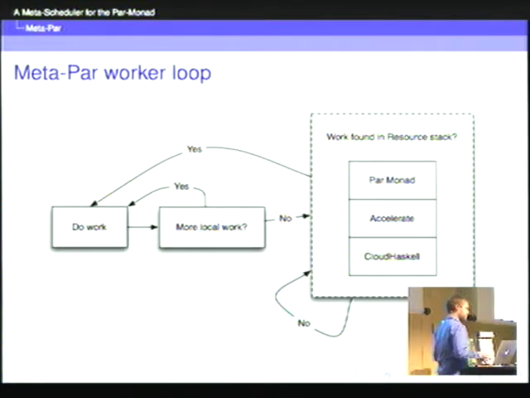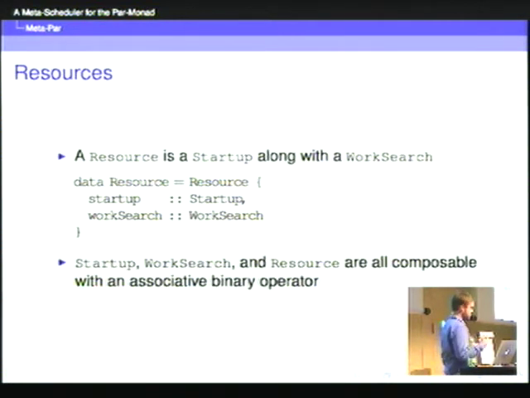But instead of committing to that choice of looking for other cores, we have this parameterized stack that, in this case, is our CPU GPU distributed, but it might be whatever you want. So a resource, all you need to do to implement this resource is provide two functions. A startup function, which initializes the system, and a work search function, which gets invoked by any worker that has run out of work on its local queue. That's its source for more work. And these are all composable just with a simple binary operator.